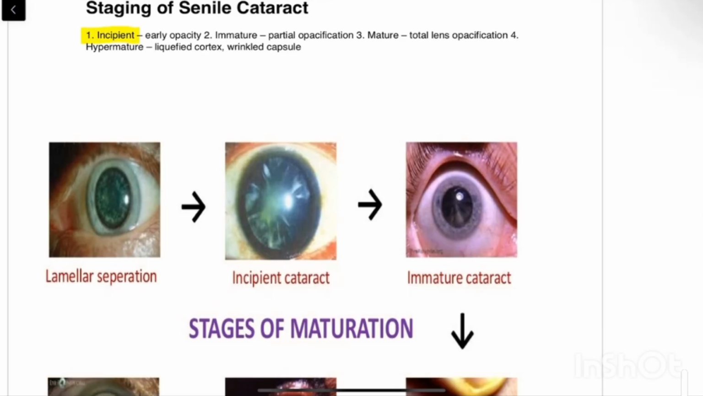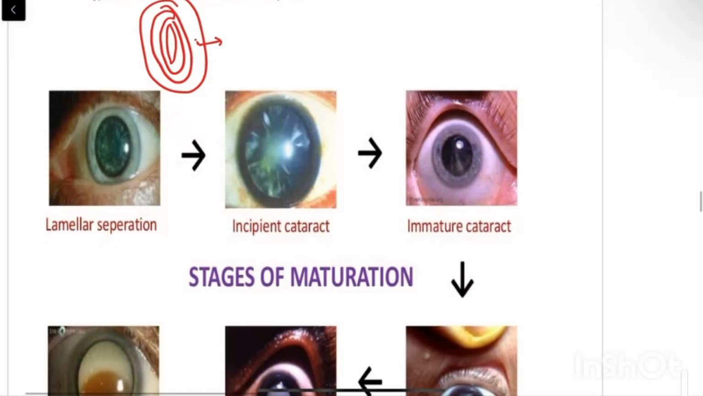Okay, before this stage there is also a stage called lamellar separation, which happens in the lens. The lamellae will get separated; the lens is arranged in various lamellae, like an onion peel. So these lamellae will get separated one by one. So lamellar separation happens, and after that early opacity starts. That is incipient cataract.